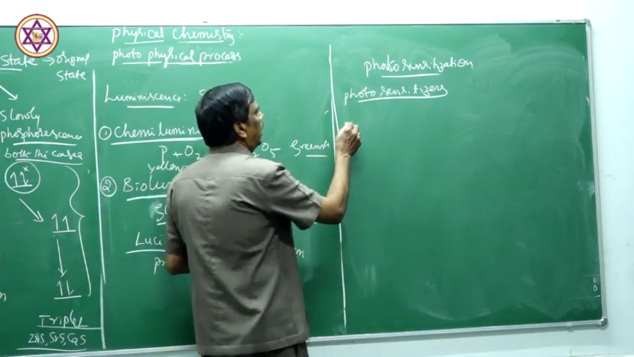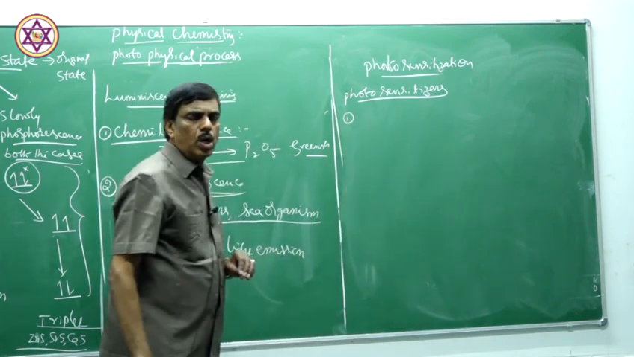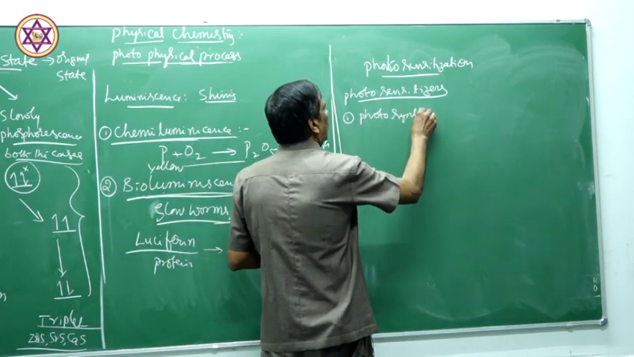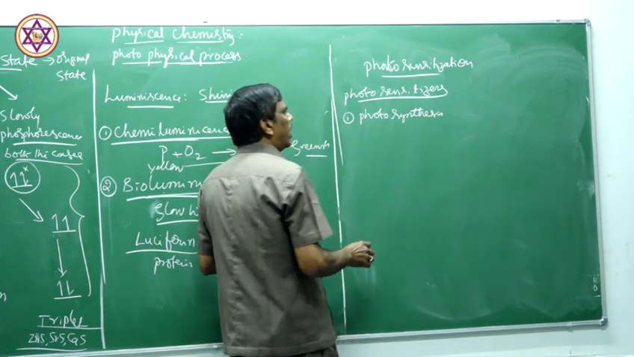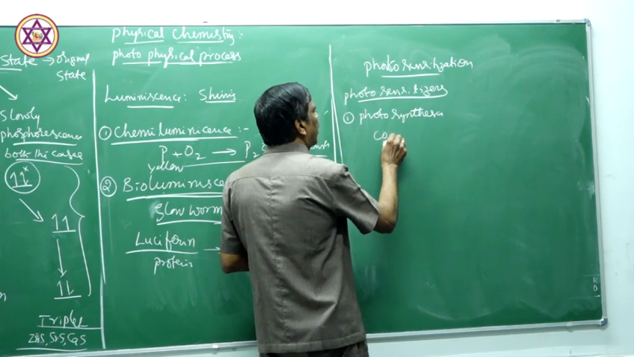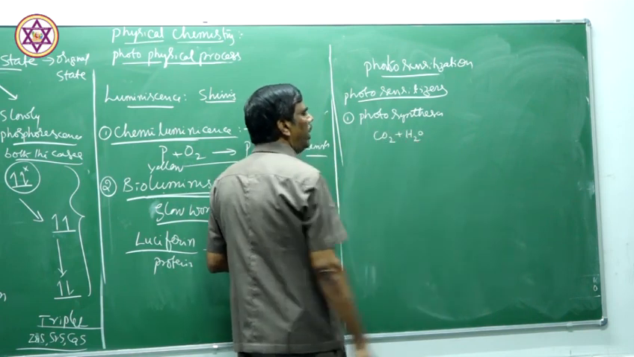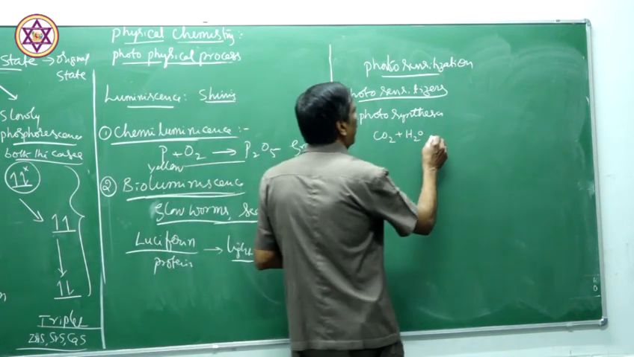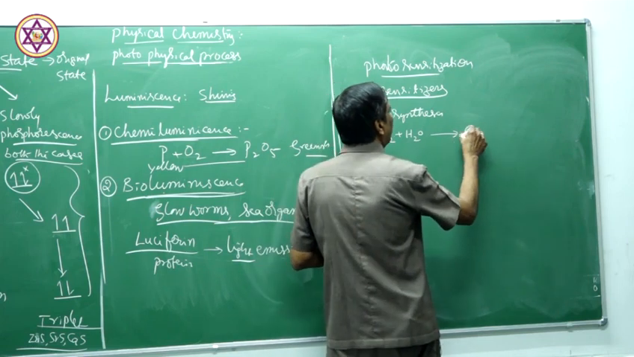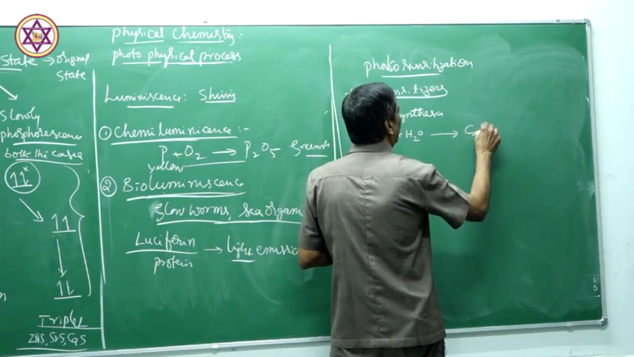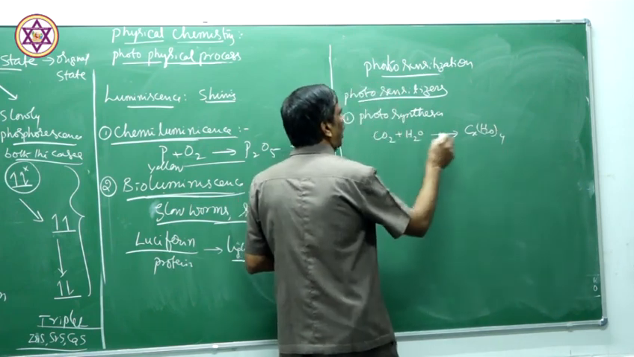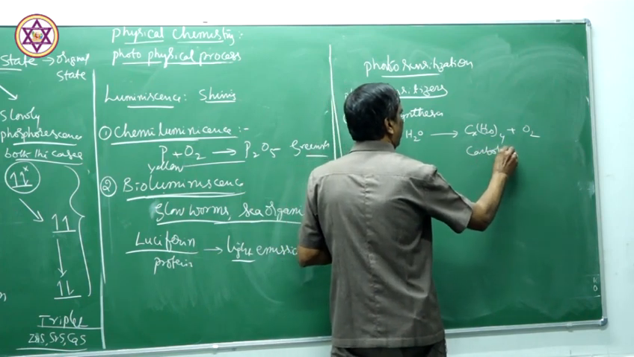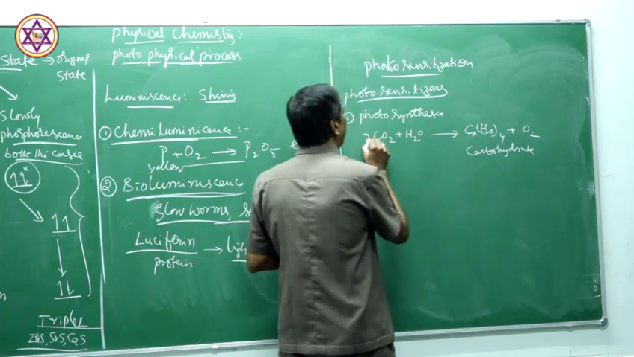For example, let us take the process of photosynthesis. Photosynthesis is the formation of carbohydrates. Carbon dioxide will be absorbed from the atmosphere by the plants, and water will be absorbed from the soil to form carbohydrates, CxH2O, Y times. Therefore, oxygen will be produced here. This is carbohydrate, X and Y.